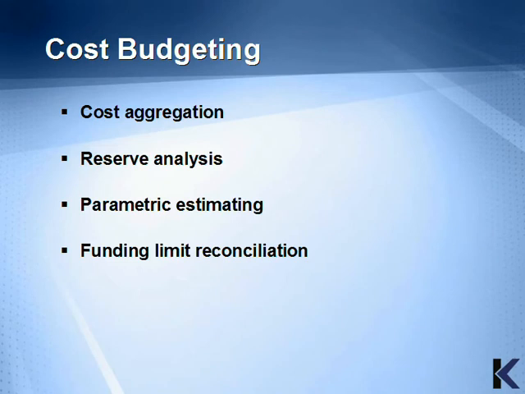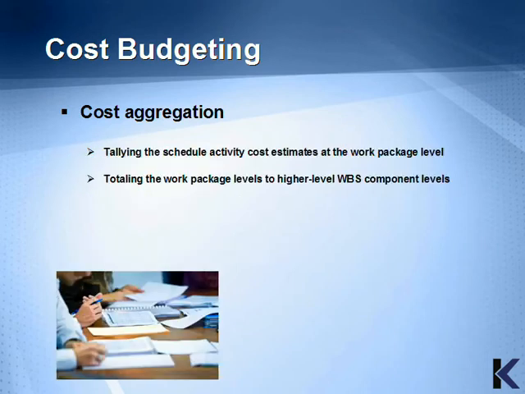For cost budgeting, the tools and techniques include cost aggregation, reserve analysis, parametric estimating, and funding limit reconciliation, and we'll walk through all of these tools and techniques individually. Cost aggregation is tallying the schedule activity cost estimates at the work package level. The work package levels are totaled to higher level work breakdown structure component levels.